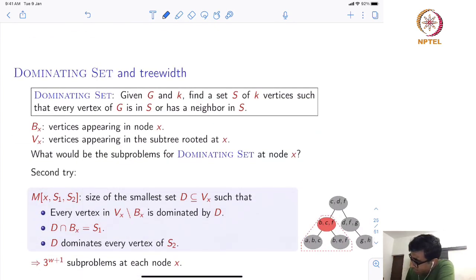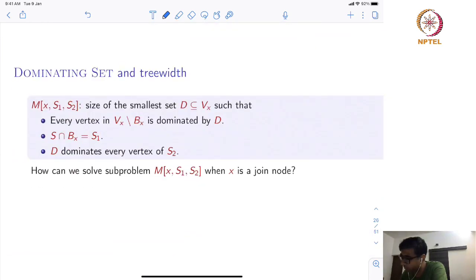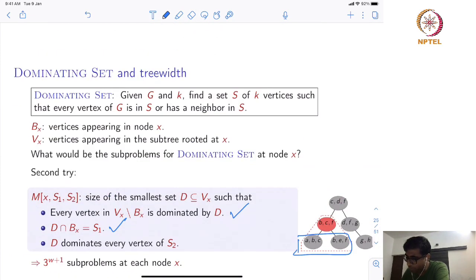So at this node we partition Bx into S1, S2. The subproblem is the size of the smallest set D from below, so that every vertex in Vx minus Bx is dominated by D, every vertex here is definitely dominated by D, D intersection Bx is equal to S1, and D dominates every vertex of S2. Okay. So you get my point. So we have two things, S1 and S2.